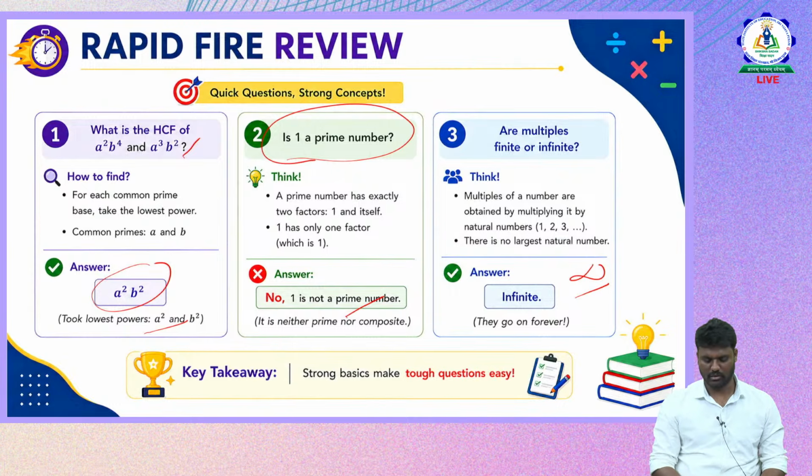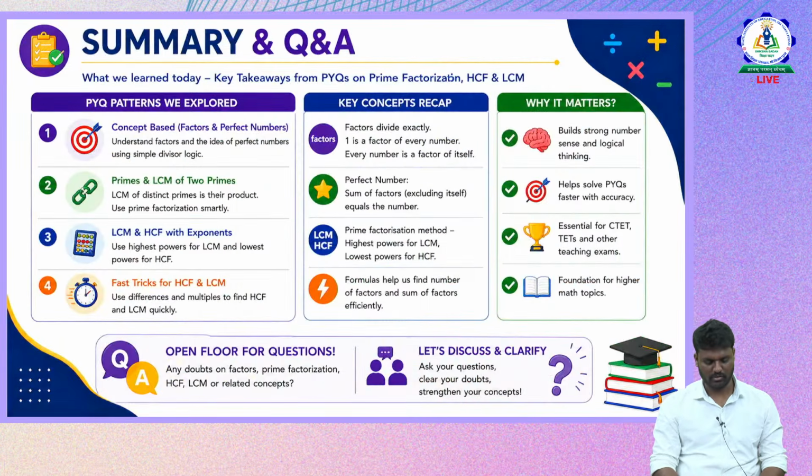And let us try to summarize all we have learned in this session, okay. What we learned today: key previous questions we explored, then key concepts, and why it matters. When you see factors, they divide exactly; 1 is a factor of every number, and every number is a factor of itself, okay. And a perfect number: if the sum of the factors including itself is equal to the number, then we say that it is a perfect number.